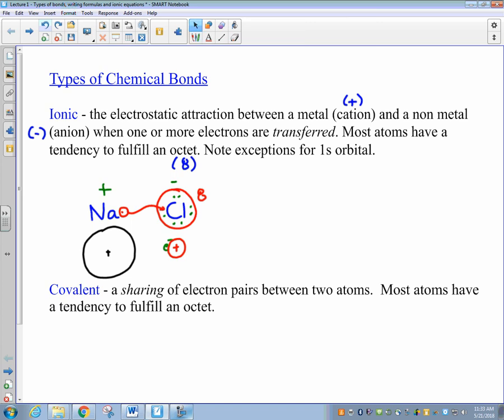And by Coulomb's law, we recognize that opposites attract, and there's an electrostatic force of attraction that exists between these 2 ions now, which holds them together. And we've just formed our first, what we refer to as ionic bond, in which sodium formed the positively charged cation, and chloride formed the negatively charged anion.